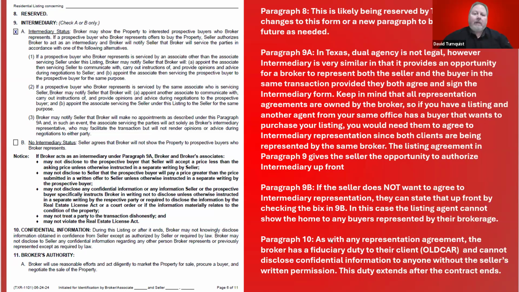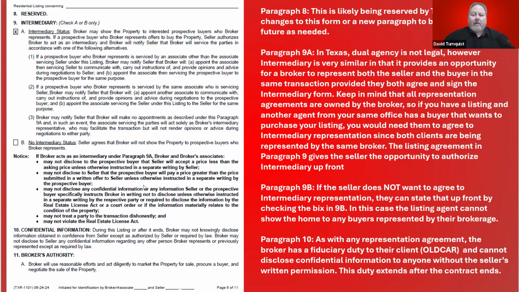All right. Let's say that the seller says, you know what, I don't like that idea. I don't want you representing the buyer on my house. And then they could check paragraph 9B, which says, I'm not going to authorize this. So I know up front, before anybody's even looked at your house yet, that you do not want me to show it, or anybody from my brokerage. You don't want any of us to show your listing. It's going to have to be somebody from an outside agency. Now, I will tell you this, most sellers don't check that. Most sellers just say, I want you to sell my house, do what you got to do. And so they're going to check 9A.